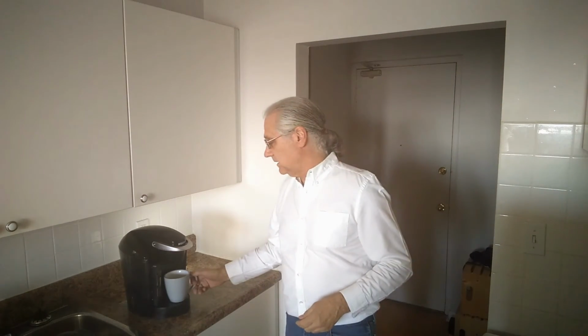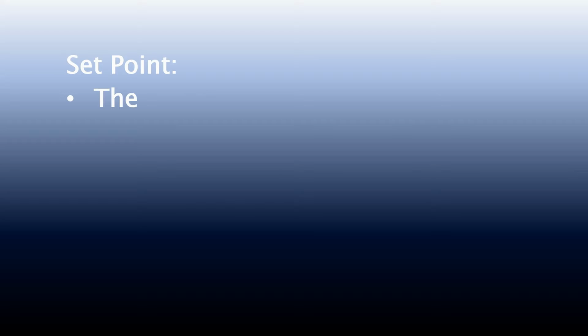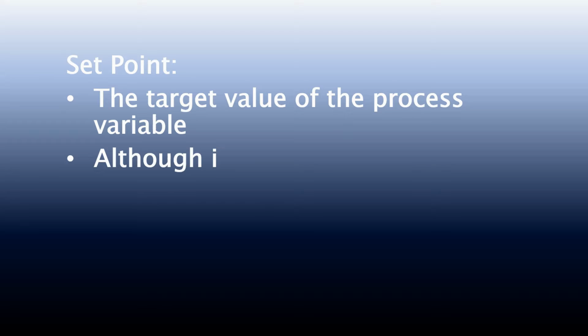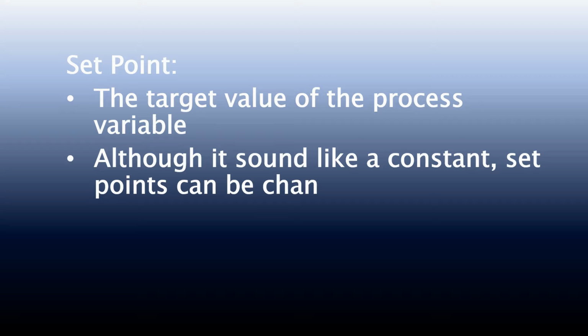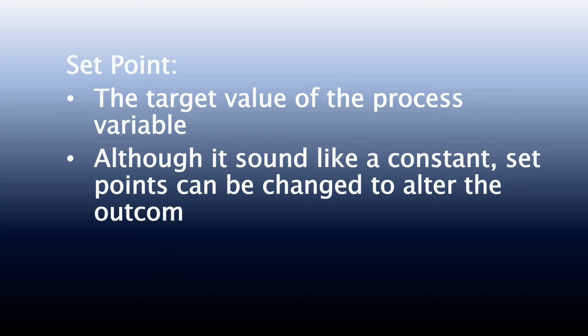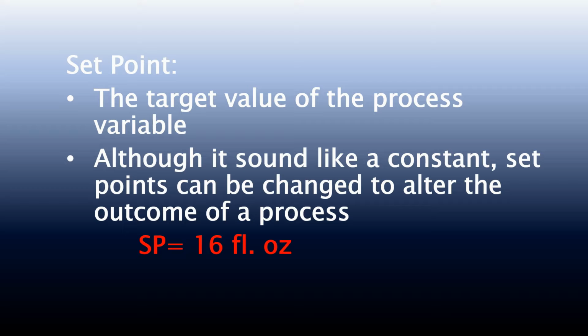So, first thing is I'm going to need a vessel to receive my cup of coffee. By determining the vessel, I have determined indirectly my set point. The set point is the target value of a process variable. Although it sounds like a constant, set points can be changed to alter the outcome of a process variable. In this example, the set point is 16 fluid ounces of coffee. If I make my selection incorrectly, it'll overflow or have an insufficient amount.